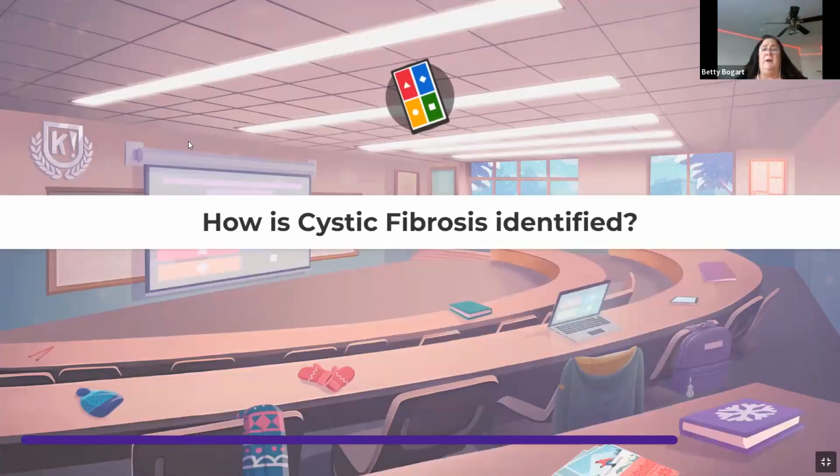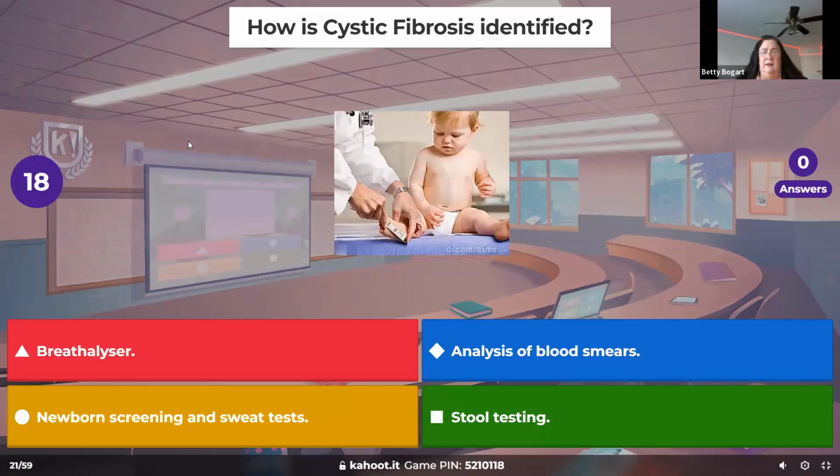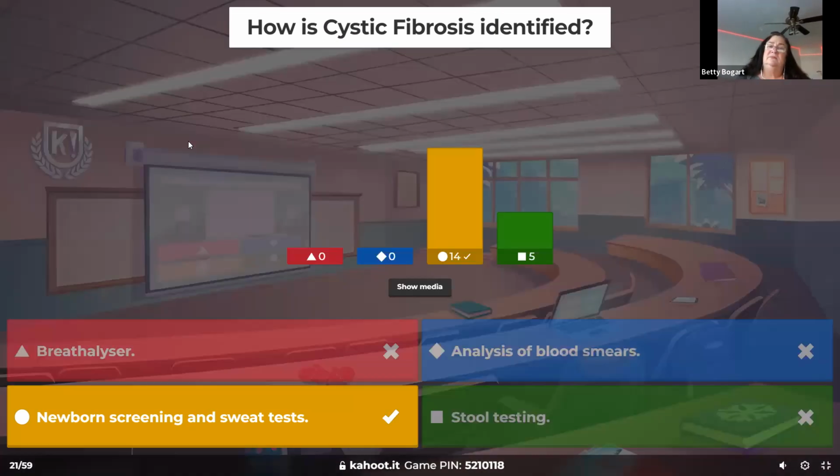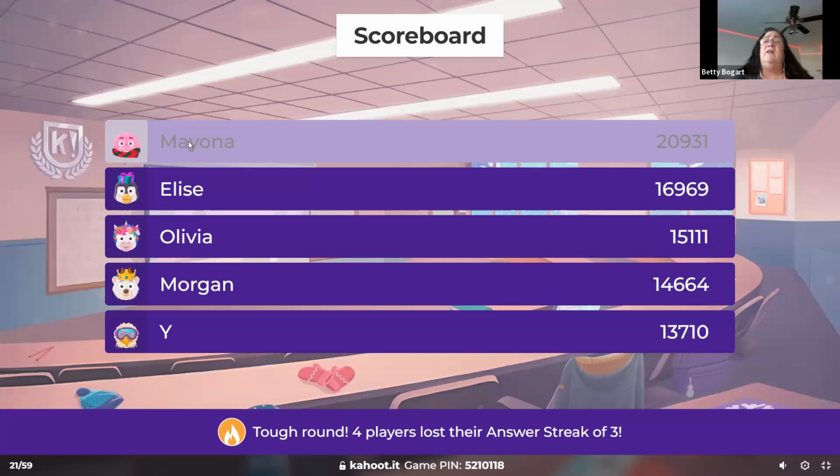How is cystic fibrosis identified? What did I tell you the parents to do? So sometimes it's newborn screening, but it's sweat tests, and it's very simple, and they're just looking for that sodium. Remember, these kids are losing salt like crazy.